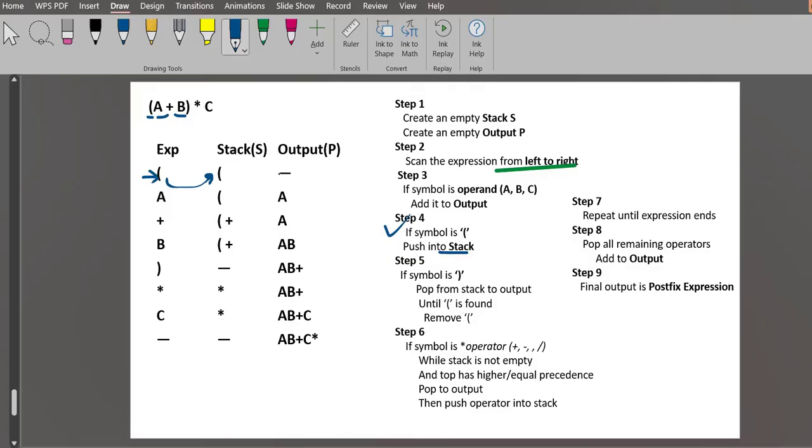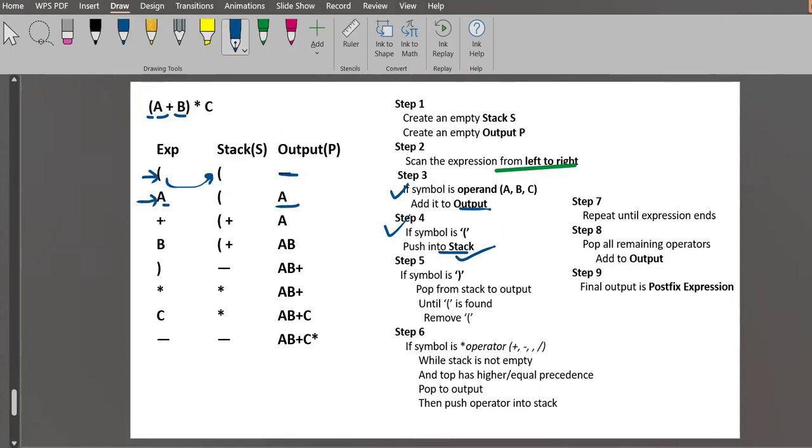Now the output has nothing, so I'm writing a dash here. That's optional. If you want to leave it, that is also okay. We pushed into the stack, done. Now A will come next. A will go in the output, as the third step is applying here. What is A? A is the operand. So the operand A will go in the output. So now I'm writing this A in the output.